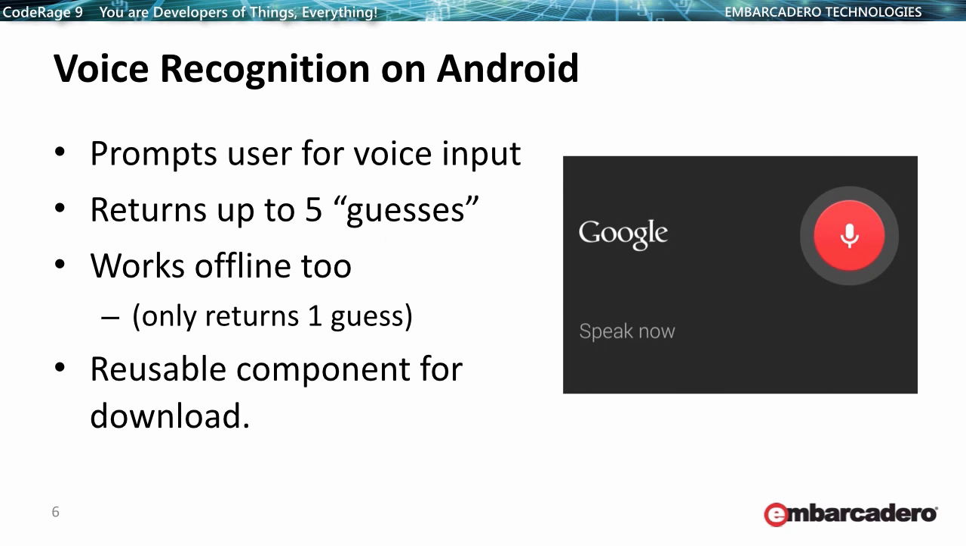All right, so now for additional voice recognition on Android, you can actually prompt the user for voice input, and this is going to return up to 5 guesses. Now, it's guesses because it's doing its best to guess what it is you're saying. It actually works offline as well and only returns 1 guess in that case. And what I've done is I've created a reusable component, which I'll tell you a little bit about in a second. So you see there, this is the prompt that comes up to prompt you for input on your Android tablet or Android phone.